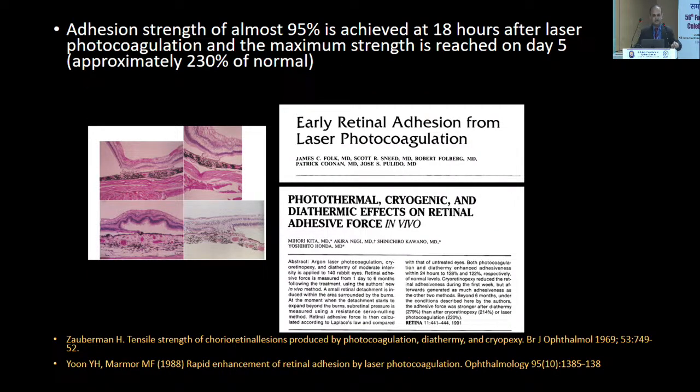We also need to understand, if you look at the pathology, adhesion strength of almost 90% or more is achieved at 18 hours after a laser photocoagulation. And a maximum strength is reached around day 5. So you essentially need a tamponade agent only till the time a retinopexy effect comes, which means maximum 4 to 5 days.